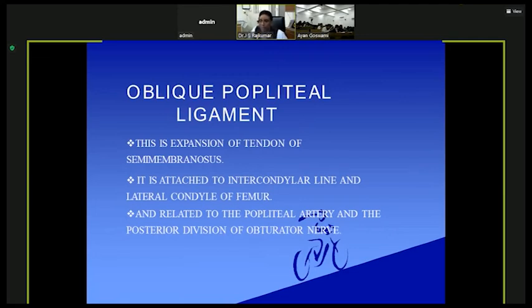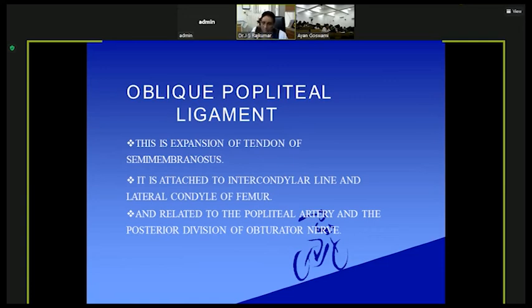So, this is the oblique popliteal ligament. Nobody's going to ask you a short note on that. If you find this is too much to read, don't worry, ignore it. As long as you know ligamentum patellae, the tibial and fibular collateral ligaments, the cruciate ligaments and the menisci, you're okay. But essentially, it's almost like a thick fibrous extension of the semimembranosus tendon.